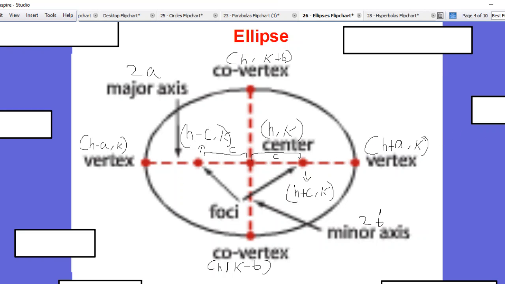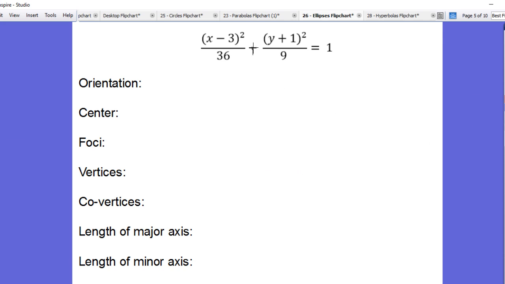All right. Any questions or concerns? All right, let's get to the practice problem. All right, an ellipse. And you notice you have a minus sign on your page, so turn that into a plus sign.